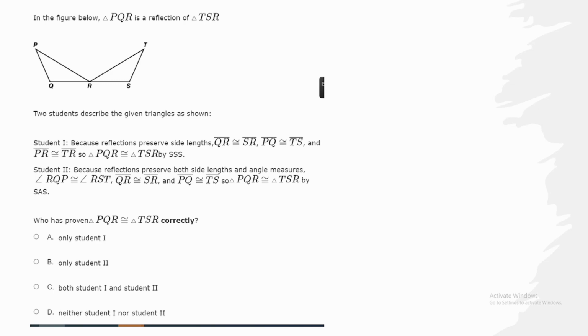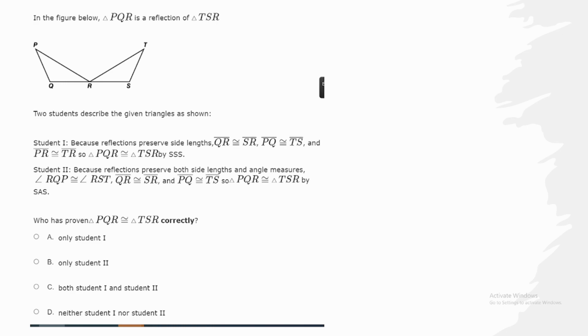So for our next problem, we have a lot going on here. It says, in the figure below, triangle PQR is a reflection of triangle TSR. So we have to think about reflections and what happens when we reflect something. It's just a flip, right? Nothing really changes about the shape besides where it's facing and where it's located. It's just flipping it over.